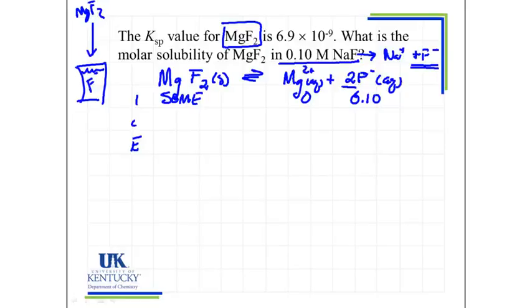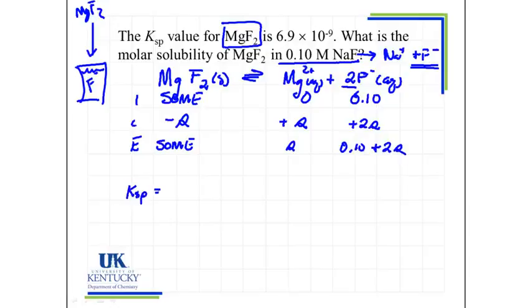So now our change line takes place. There's nothing different here. Some of the magnesium fluoride dissolves, and that's the molar solubility. For every one of those that dissolves, you make one of these and 2 of the fluoride. There's still a large excess, so there's some still sitting on the bottom. I'll have S here, and I'll have 0.10 plus 2S here. As I write the KSP expression, I will write it first. I won't even think about what I see there. I look at the reaction itself and I write magnesium times fluoride squared. Now I'm ready to plug in what I know.